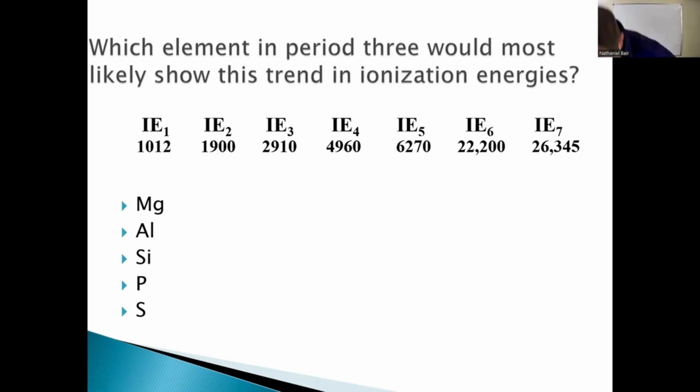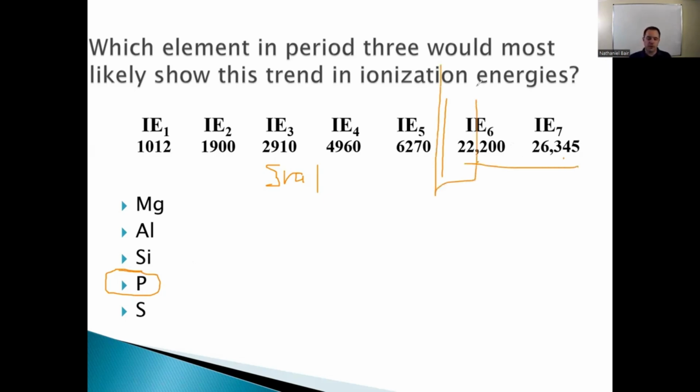All right, hopefully you looked at this data, folks, and you said, oh boy, big jump between 5 and 6. There must be 5 valence electrons. Which of these elements has 5 valence electrons in the third row? Phosphorus. This is core, this is core. They're both high. That big jump happened there, and that tells you there were 5 valence electrons. Phosphorus is the element with 5 valence electrons.